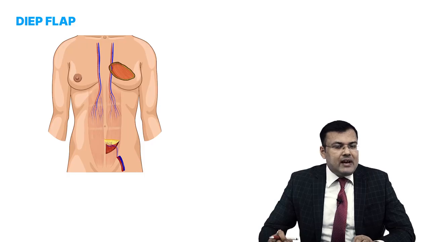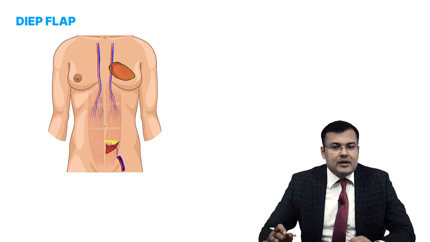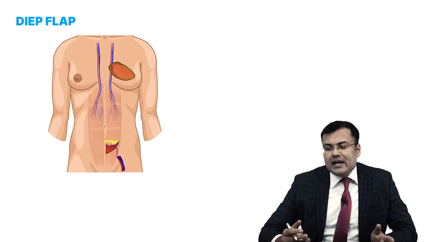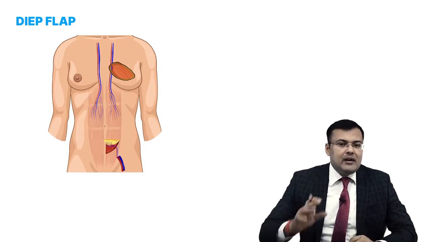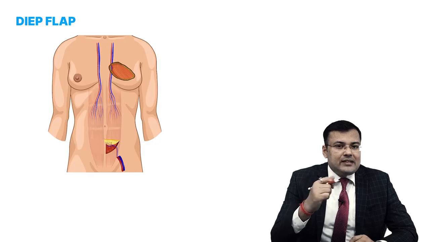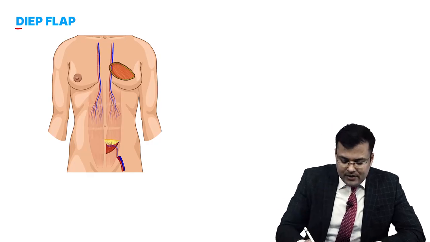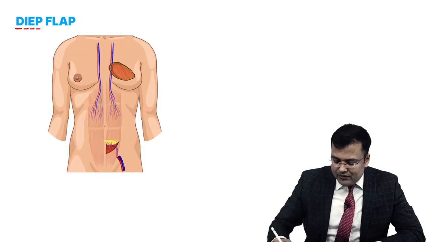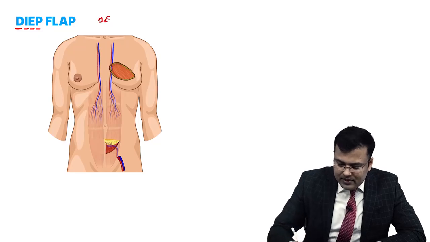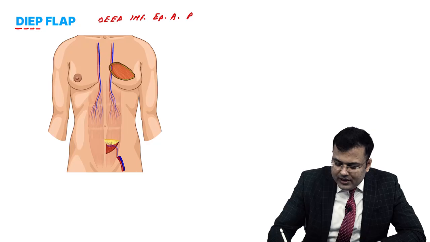So DIEP flap, this is the best flap. What is the full form? Deep inferior epigastric artery perforator flap. So name is self-explanatory. Deep inferior epigastric artery perforator flap. Perforator flap. Clear?